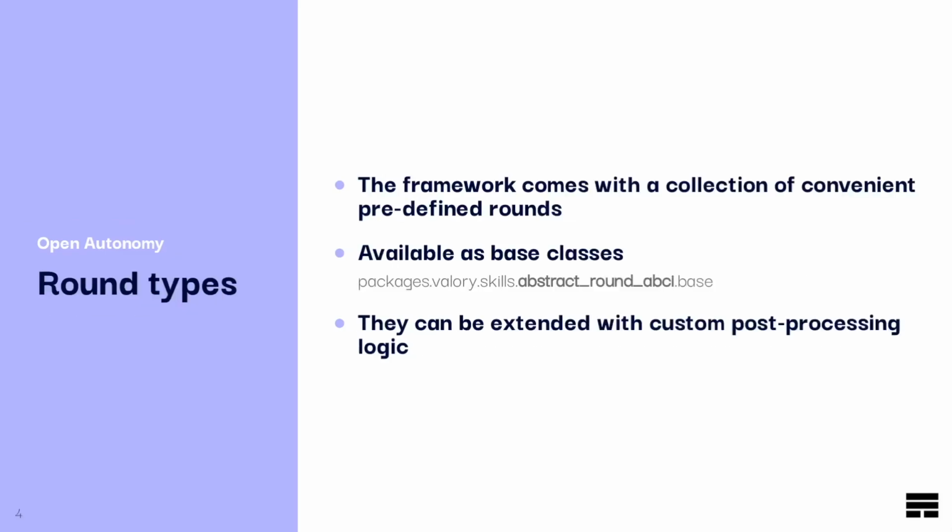The framework comes with a number of convenient predefined rounds which are useful for many situations when you are defining your autonomous service. These are available as base classes in the framework in this location, packages.valory.skill.abstract_round_abci.base, and they can be extended with custom post-processing logic. So the idea is that in most situations you don't need to extend these rounds with custom logic, but you have the option to do that if you need for the particularities of your service.